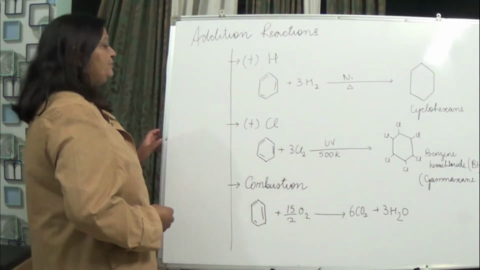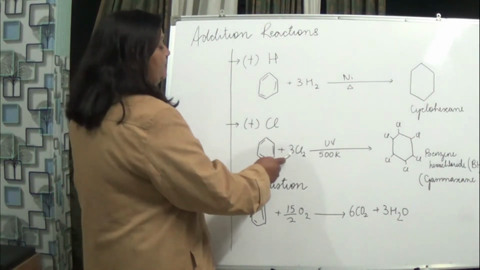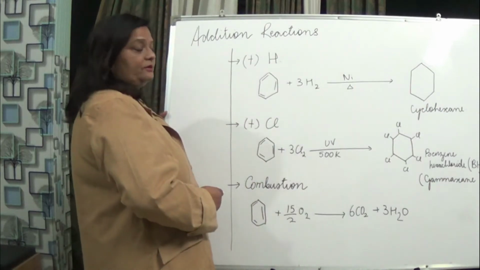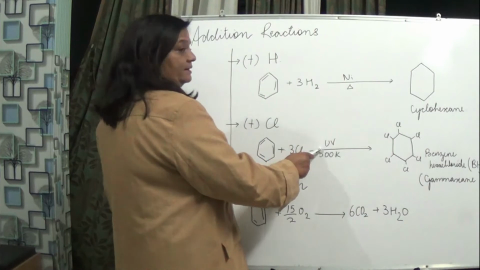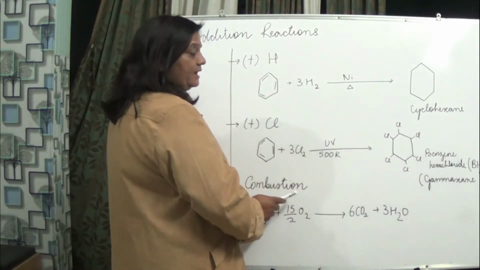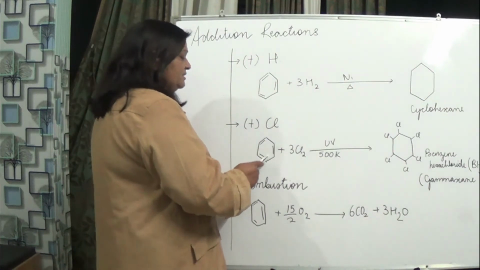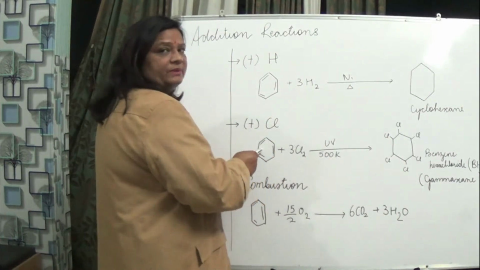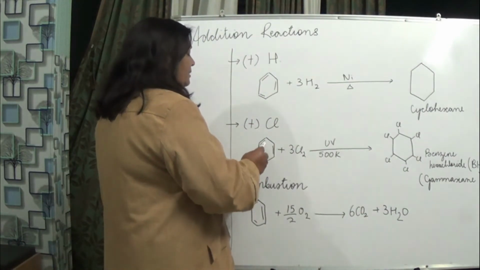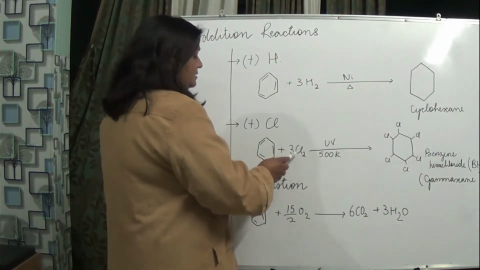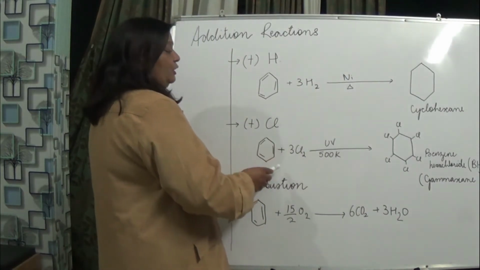Now if we add chlorine, and it depends, if we add only 3 molecules of chlorine to benzene in the presence of ultraviolet rays, temperature also 500 Kelvin, you should keep that in mind. Here also you will see this chlorine will be added to this benzene. How will it be added? Here the double bonds will break and the chlorine will be attached to the carbon.